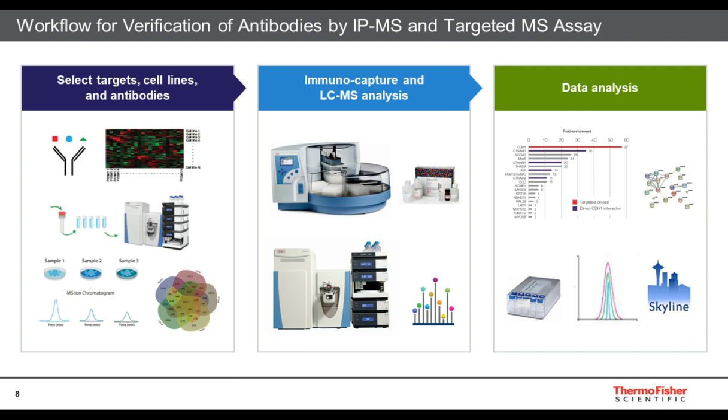In step 2, we perform immunocapture and LC-MS analysis, where we select multiple antibodies for a given target to perform the IP, followed by LC-MS analysis to verify antibody capture efficiency as well as specificity for each antibody. And we try to select the antibody with the best capture efficiency to further biotinylate and use in a multiplex IP.